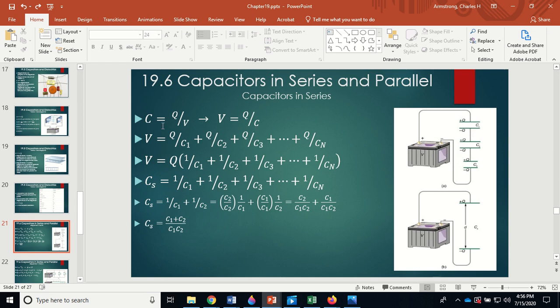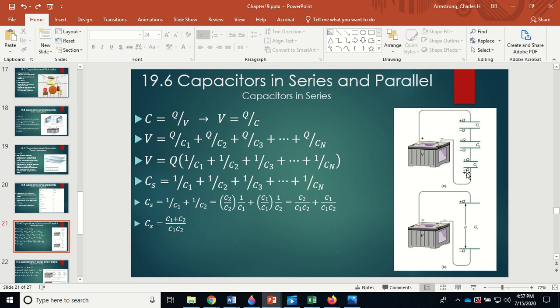So capacitance equals Q over V. Okay, V then equals Q over C, but the charges are all the same. So V, the total voltage, is going to be equal to the voltage across this guy plus the voltage across this guy plus the voltage across this guy. The voltages have to sum up.